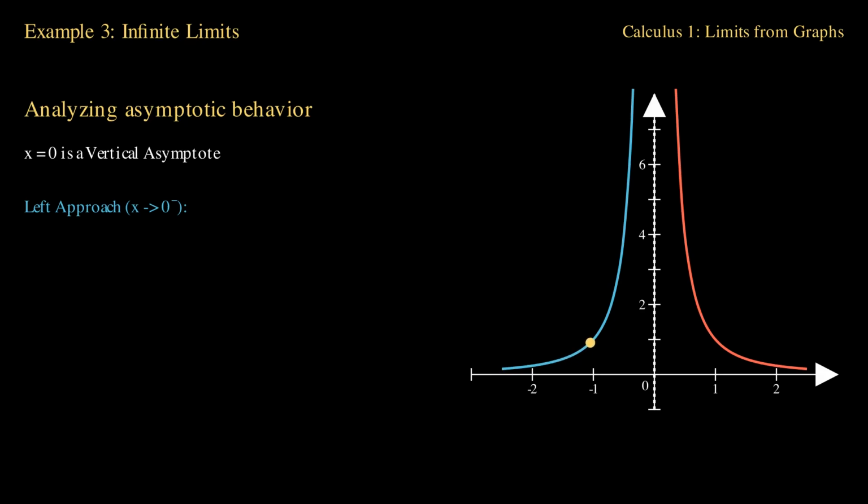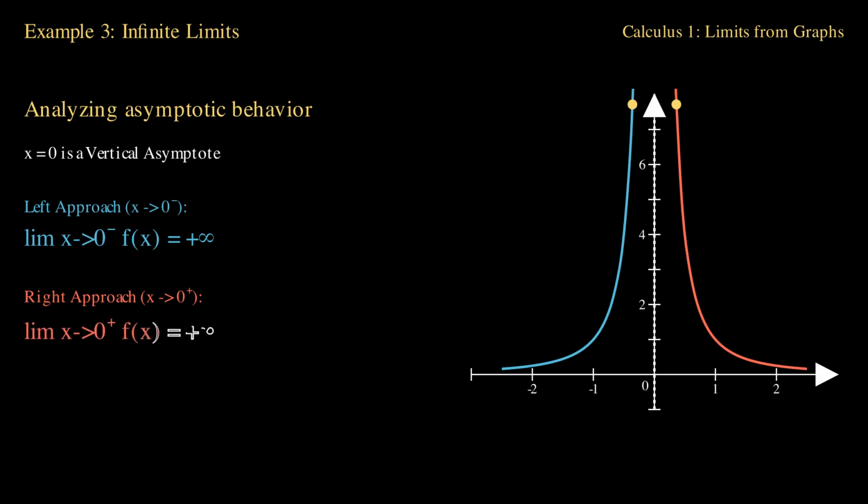Similarly, if we trace from the right side as x approaches 0 from the positive values, the graph again sharply curves upwards, mirroring the left side and shooting infinitely high. Because the function's values grow without bound in the positive direction from both sides, we categorize this behavior mathematically. We say the limit as x approaches 0 is positive infinity. It's crucial to understand that infinity is not a standard number, but rather a descriptor of boundless behavior.